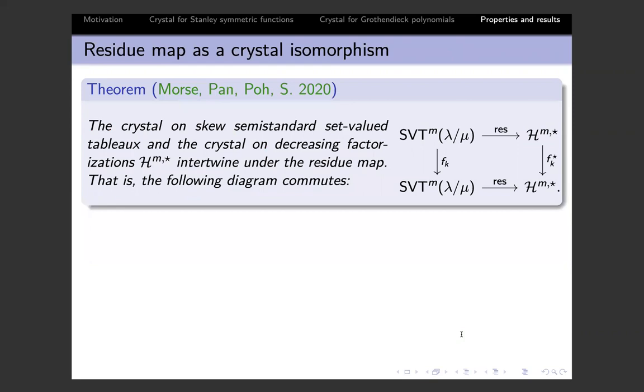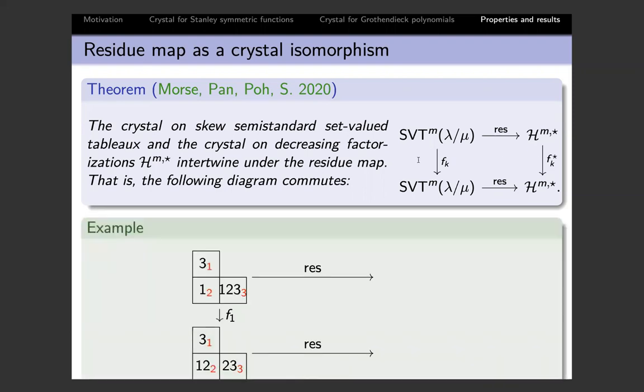So one thing that we proved in our paper is the following: under the residue map that I defined for you, so remember the residue map looks at the residues or the diagonals of each box, it maps a semi-standard tableau, or in this case, a set value tableau, to a factorization. This residue map intertwines the Monical, Pechenik, Scrimshaw crystal operators with the operators that we defined on these decreasing factorizations in the zero Hecke monoid.